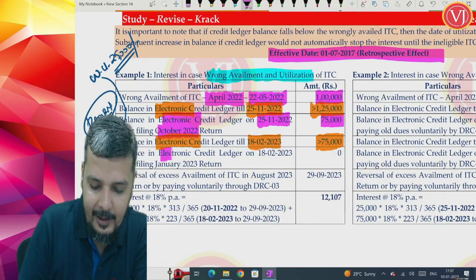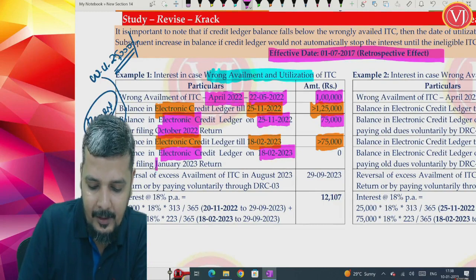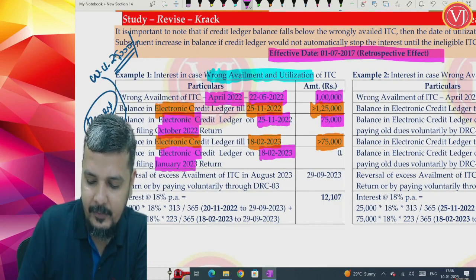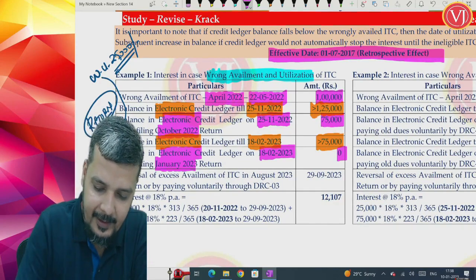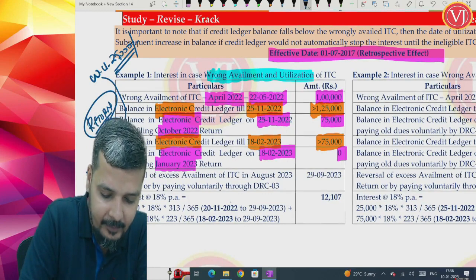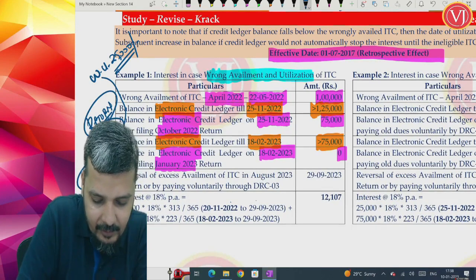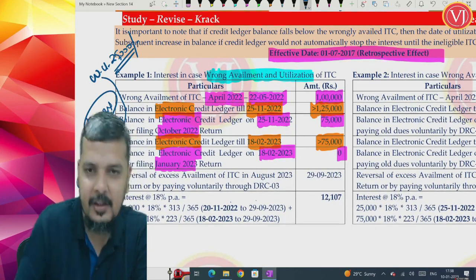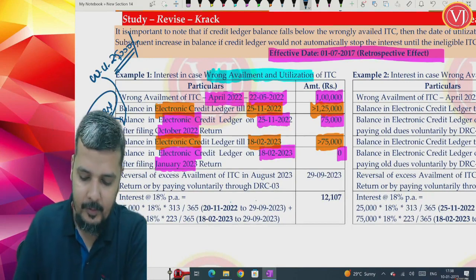Now my balance in electronic credit ledger on 18th of February 2023, after filing the January return, I don't have any balance in my electronic credit ledger. Now understand that again my balance in electronic credit ledger is reducing because of my filing of return, and this time wrong utilization is of 75,000 because my amount in credit ledger is now becoming 0.